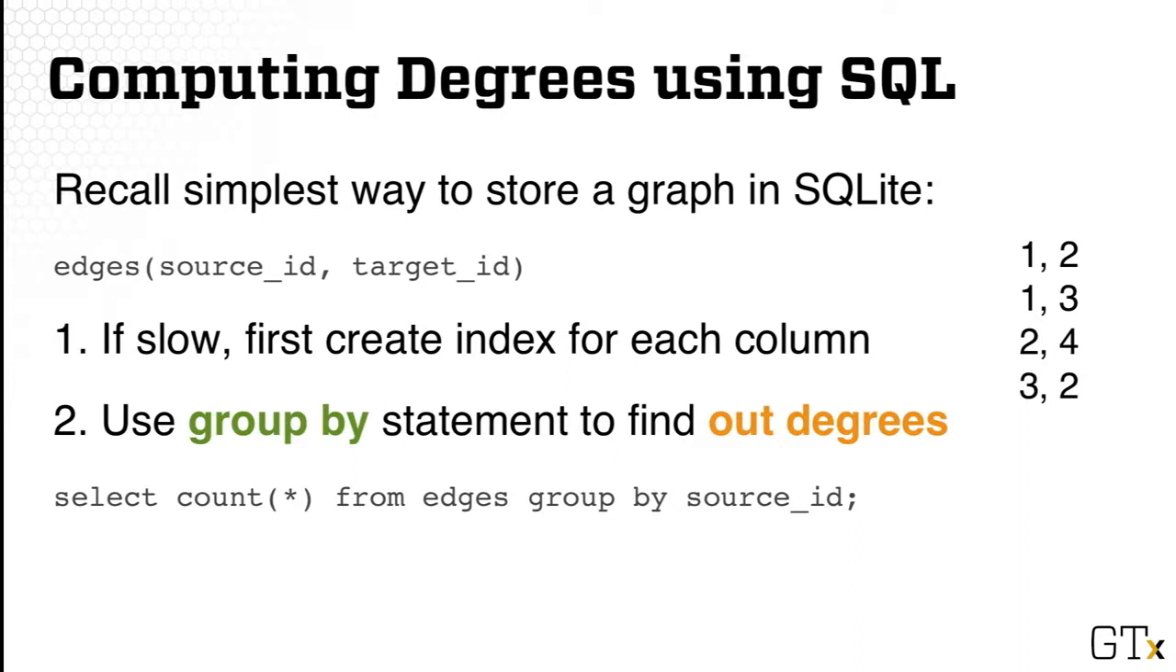Similarly, you can just make a small change. Let's say instead of grouping by source node ID, you group by target node ID. Then that will help you compute the in-degree distribution.